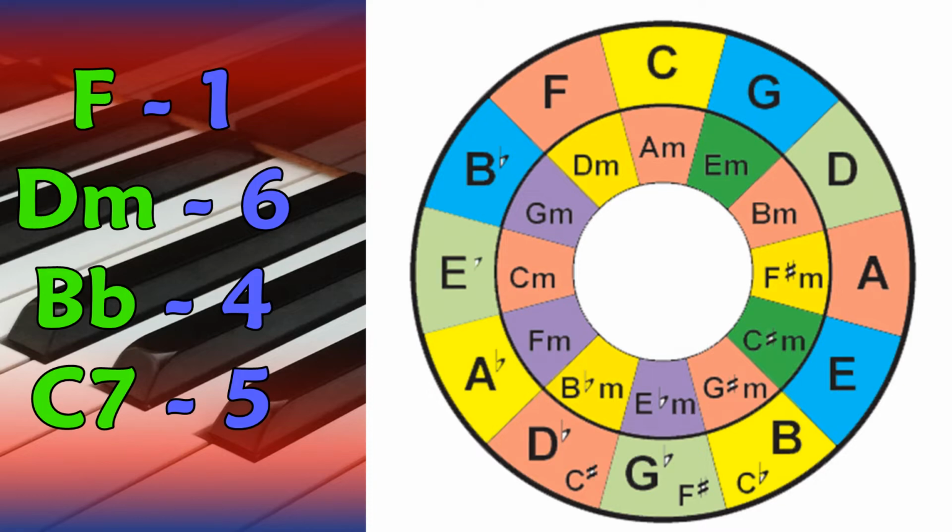That's the 5th chord. F, G, A, B flat, C. In the circle, in the inner part, we've got the 3 most common minor chords. So the 6 above F is D, and because D is a minor, we would play it as D minor.